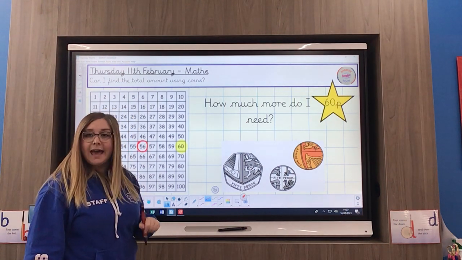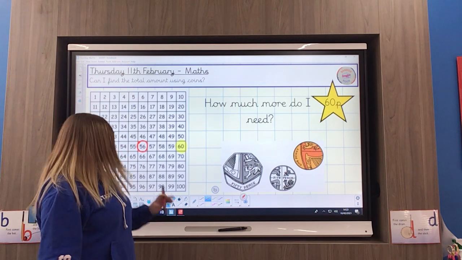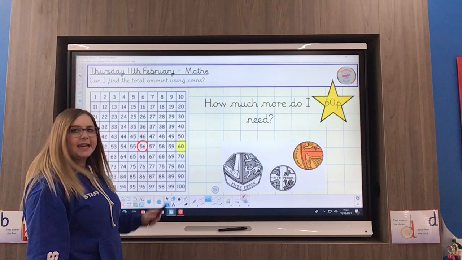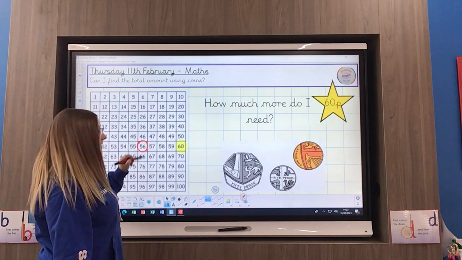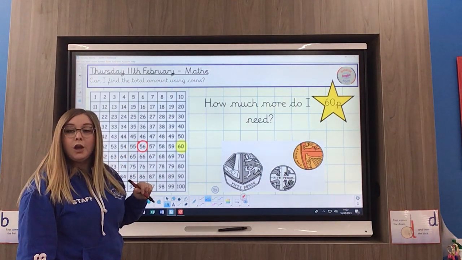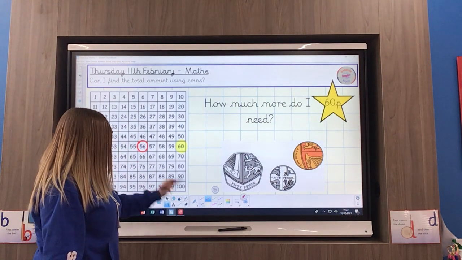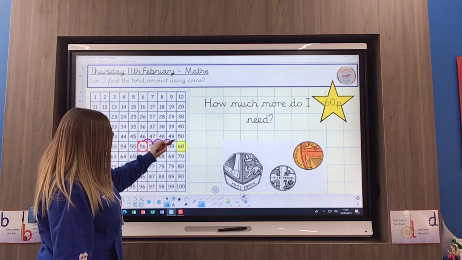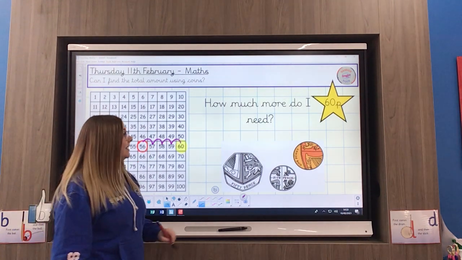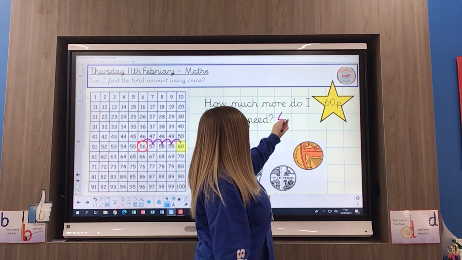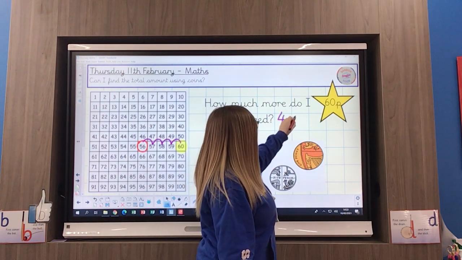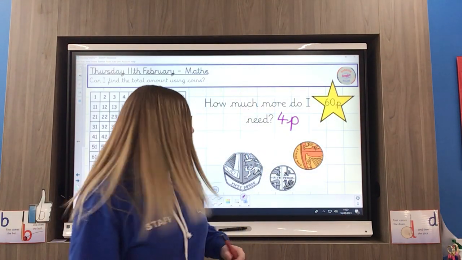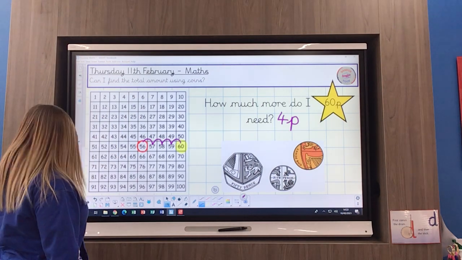And now I've got to think, how much more do I need? I've got 56, but I needed 60. So now I'm just going to find the difference, and we found the difference earlier on in the week. So 1, 2, 3, 4. So I need 4 more pence to find my total. Okay, let's have a go at another one.